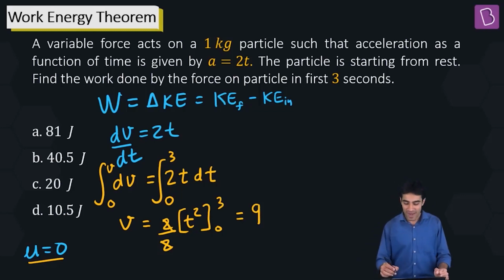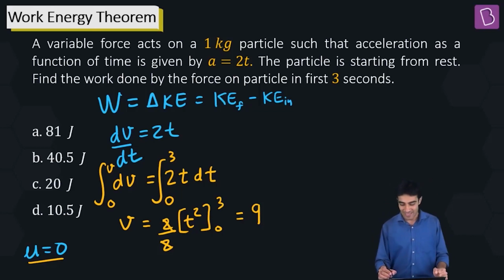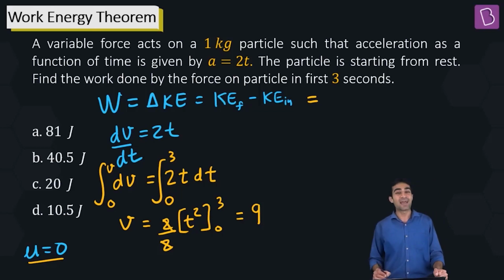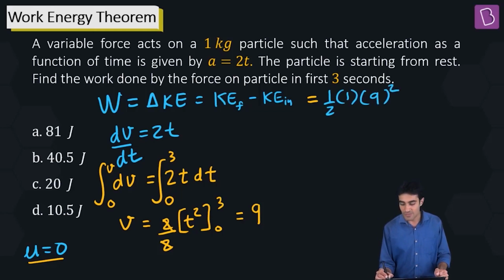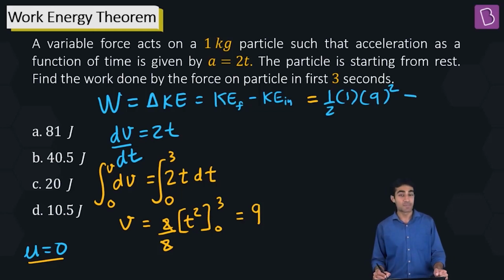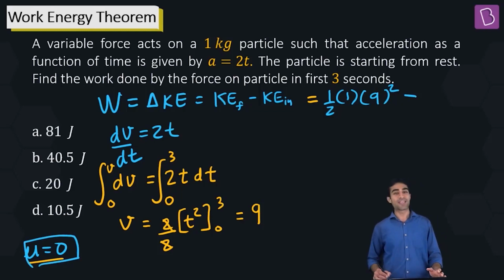Now, let's find the change in kinetic energy, and that would be the work done, and work done was asked in the question. So, what is the final kinetic energy? Well, it is half m v square. V final square is 9 square. And what is the initial kinetic energy? Initial kinetic energy is 0. Why? Because the initial velocity was 0. Okay. So, initial kinetic energy is 0.